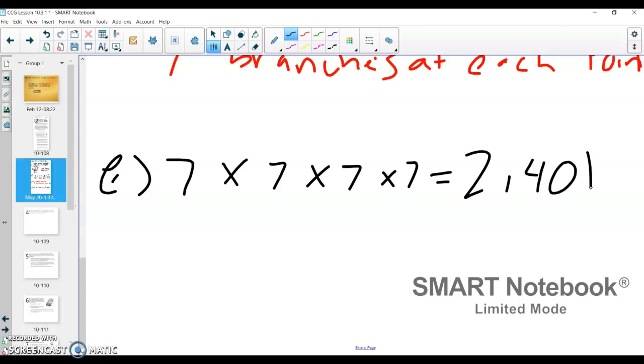So that's a really clear example of why we don't want to do a systematic list, and we don't want to do a tree diagram, because our sample space is 2,401, which is a massive sample space, and that's just a 4-digit number with numbers 1 through 7 for each choice.